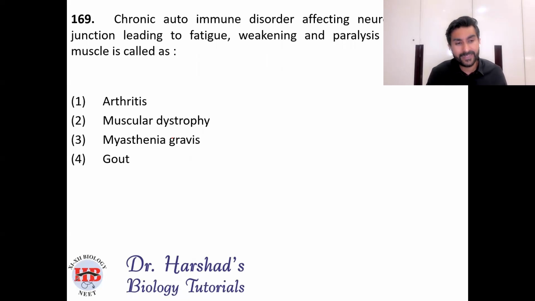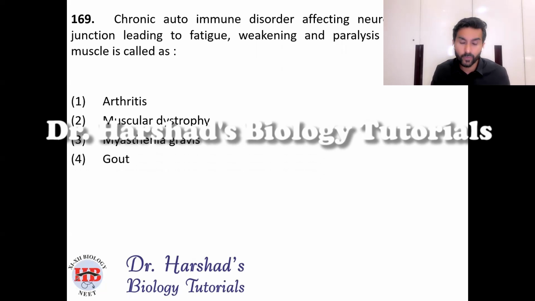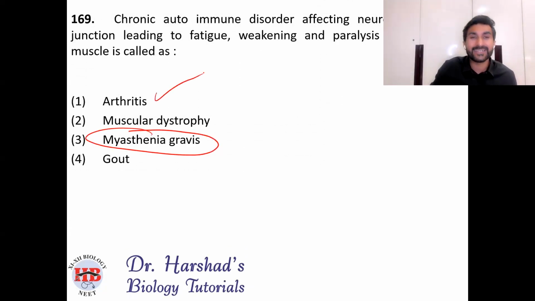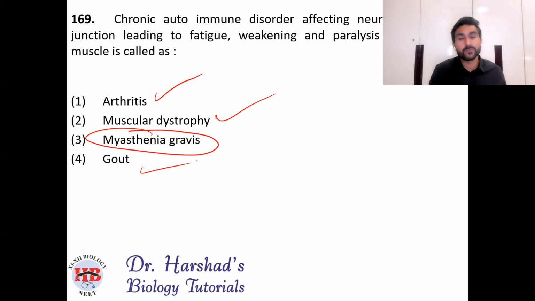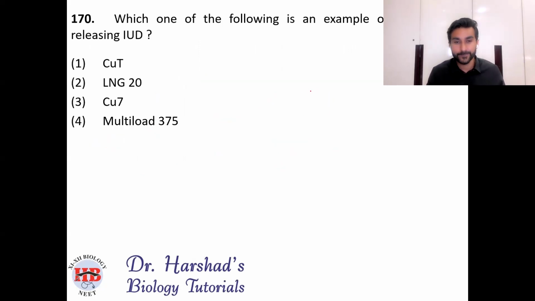Chronic autoimmune disease affecting neuromuscular junction leading to fatigue. Now, the only autoimmune disease you have in this chapter is myasthenia gravis. Arthritis is a degenerative disease. Muscular dystrophy is a genetic disease. Gout is a metabolic disease because of accumulation of uric acid. The only autoimmune disease in this disorder is myasthenia gravis. So our answer in this case would be option number 3.